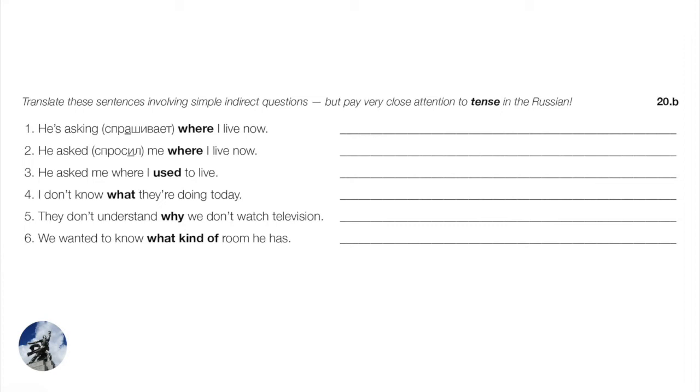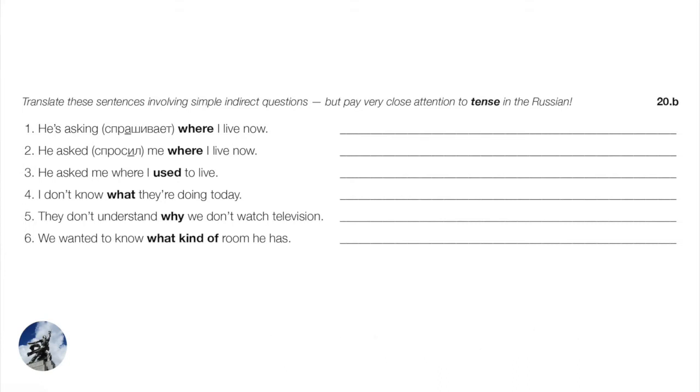Okay, he's asking where I live now. Okay, let's get our main clause first. He's asking, он спрашивает, comma. Okay, we get a comma to set up our reported question. Okay, where I live now. Где я живу сейчас? Он спрашивает, где я живу сейчас? Okay, number two now. Here we're switching tense to the past, but remember the original question is not going to change in Russian. It's not going to change tense. So он спросил, or if we keep the me, он меня спросил, где я живу сейчас? He asked me where I live now.